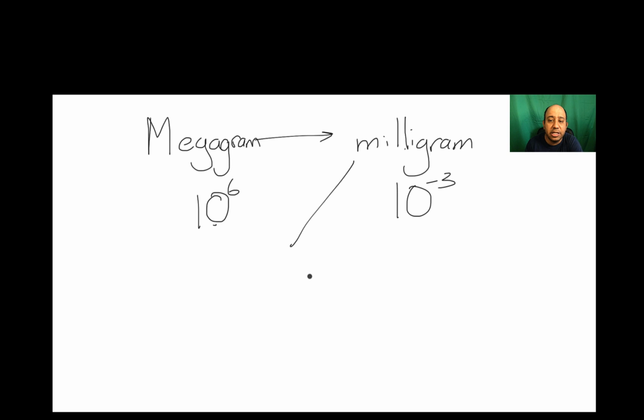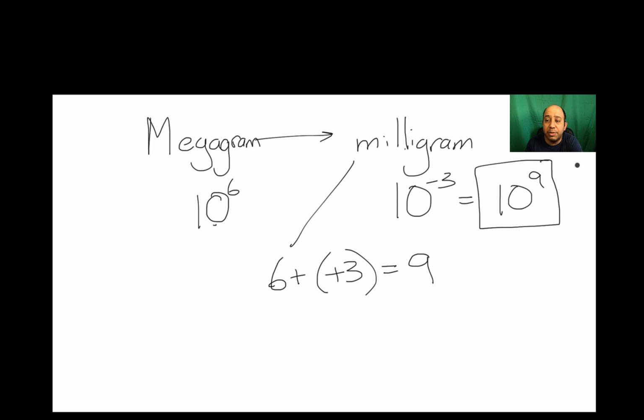We divide 10 to the 6th by 10 to the negative 3, which means we subtract 6 minus negative 3. Now remember, when you subtract a negative number, you end up with a positive. 6 minus negative 3, 6 plus 3 is 9. And that means the multiplication factor from megagrams to milligrams is 10 to the 9th. Notice the unit's getting smaller, megagrams to milligrams, so the multiplication conversion gets bigger. And that's it. That's how you convert from one prefix to another using this ladder or step method.